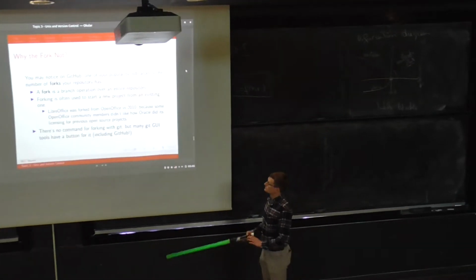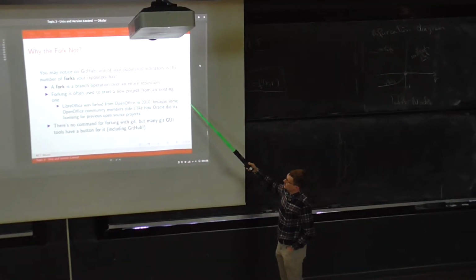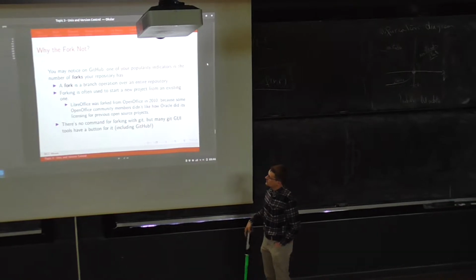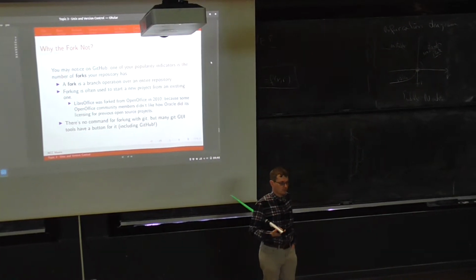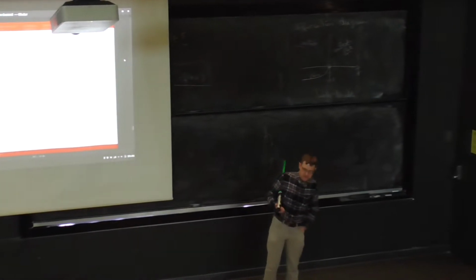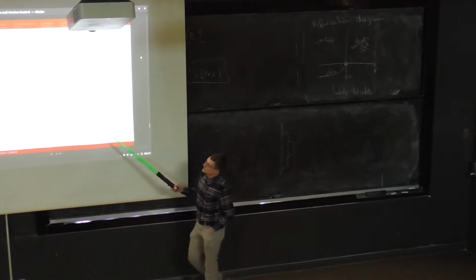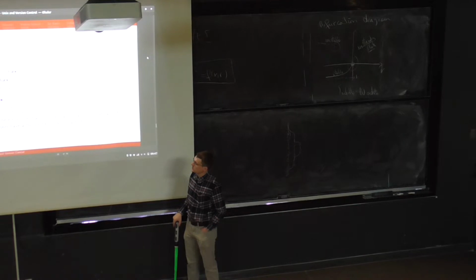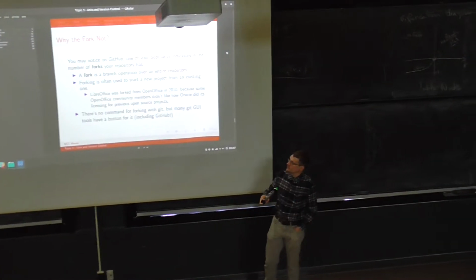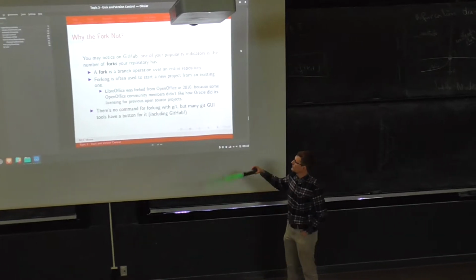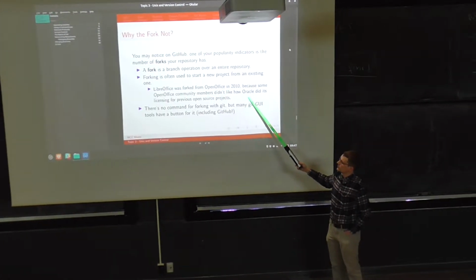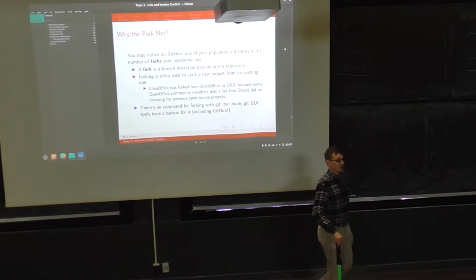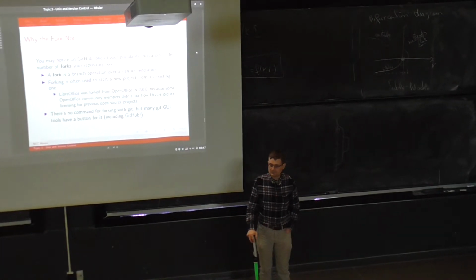So, yeah. A fork is a branch operation over an entire repository. Forking is often used to start a new project from an existing one. For example, one of the most famous forks is OpenOffice and LibreOffice. LibreOffice was forked from OpenOffice in 2010 because some of the OpenOffice community members didn't like how Oracle did its licensing from previous open source projects. So OpenOffice was done by Oracle, but had strange licensing. So they made a fork of it called LibreOffice. Libre, of course, being French for free.